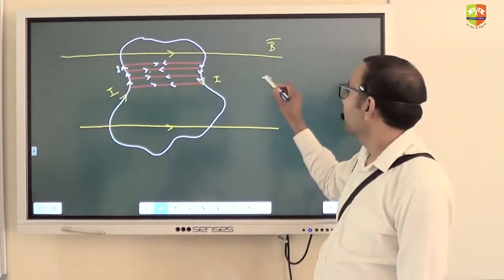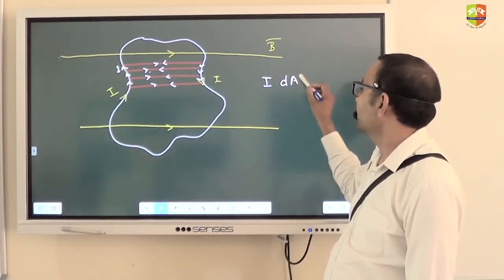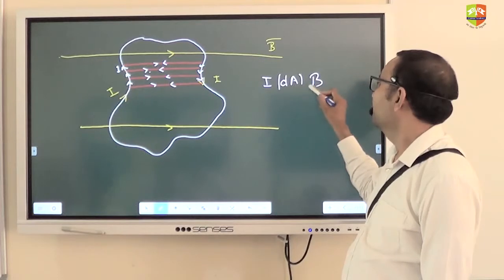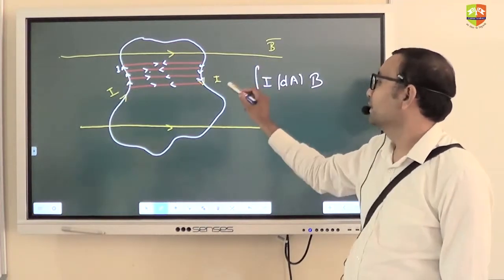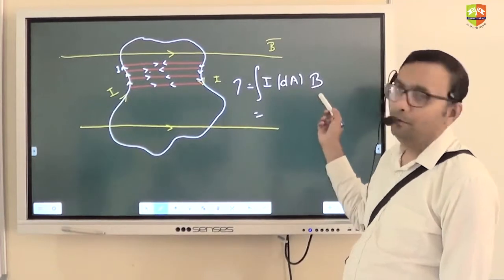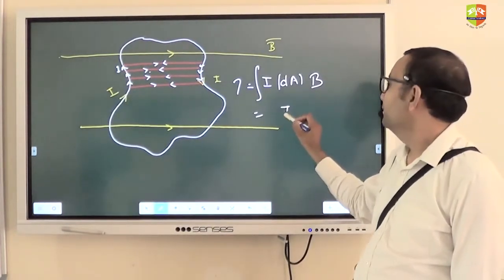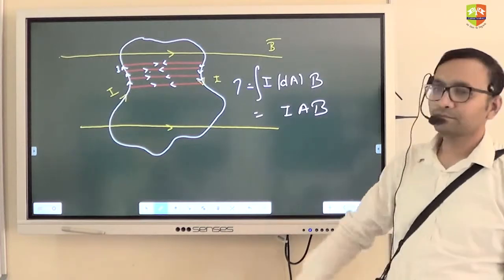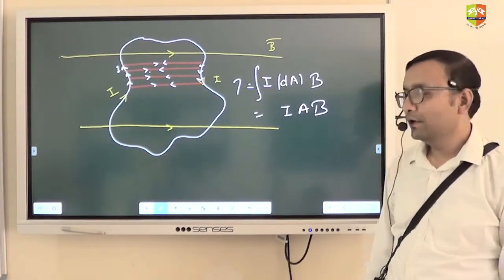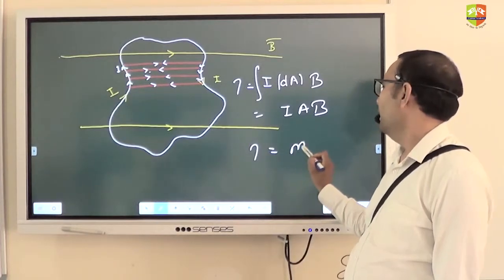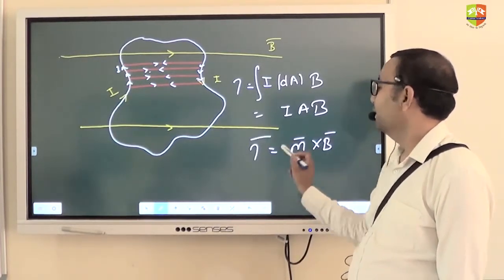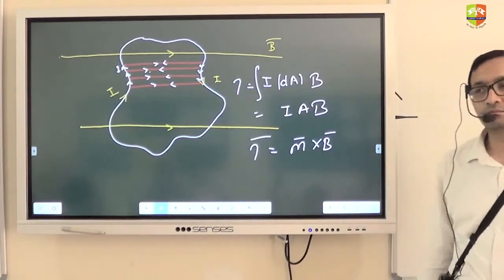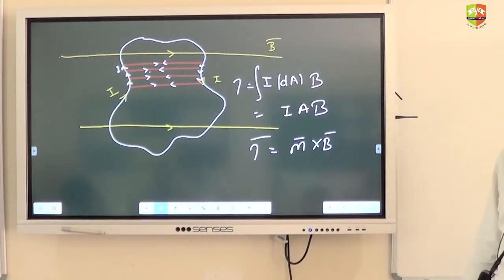Which is what? Current into area of that rectangle into B. If you integrate this, you will get the total torque. I into B, a constant, comes out, so it becomes simply I into A into B. So torque equal to M cross B is valid even for this. Torque is a vector. You realize it now?